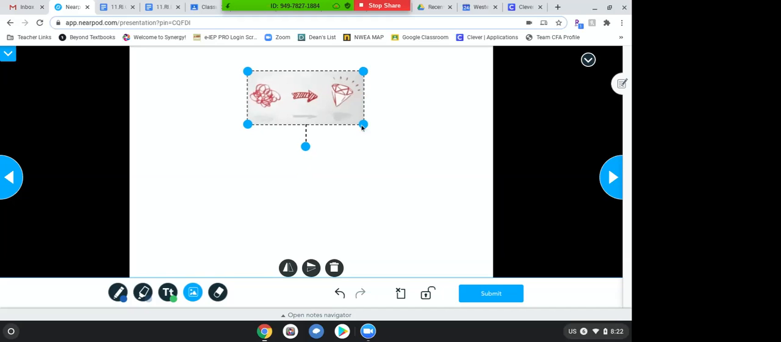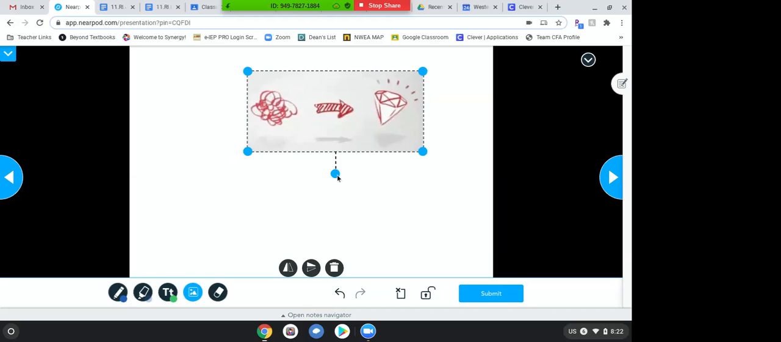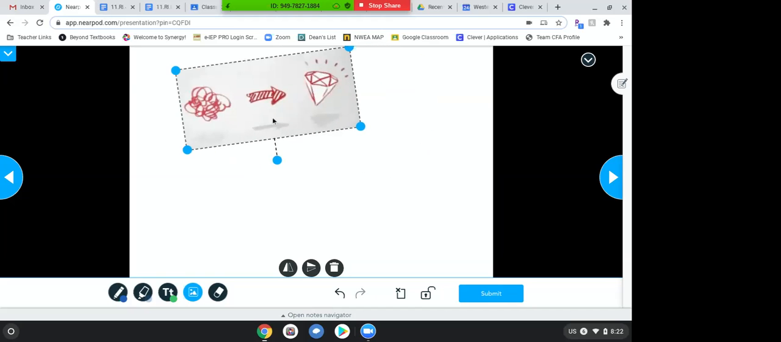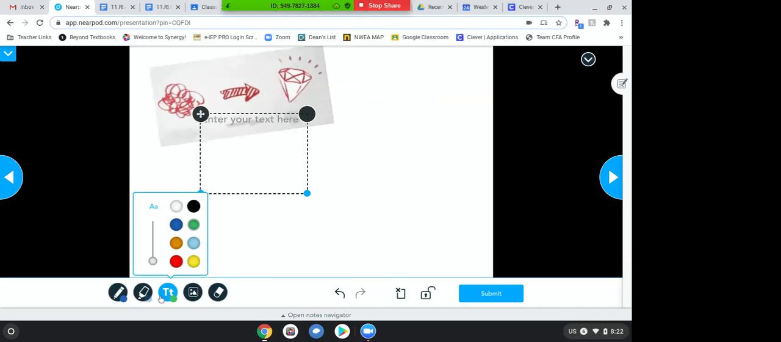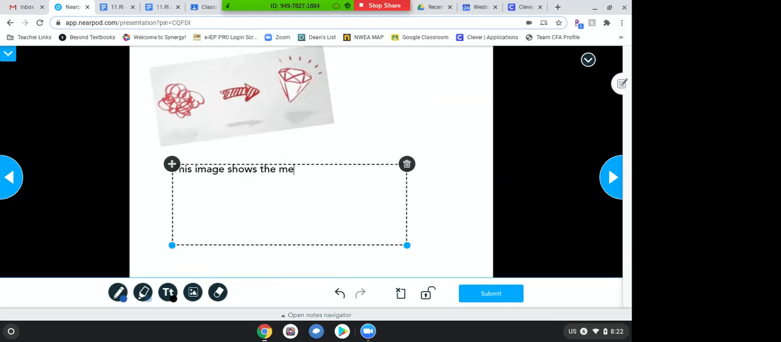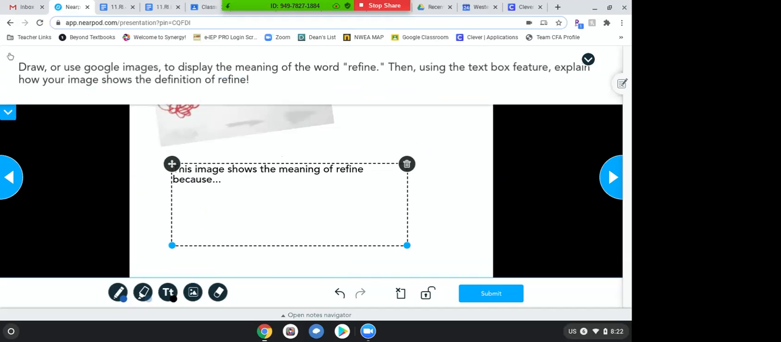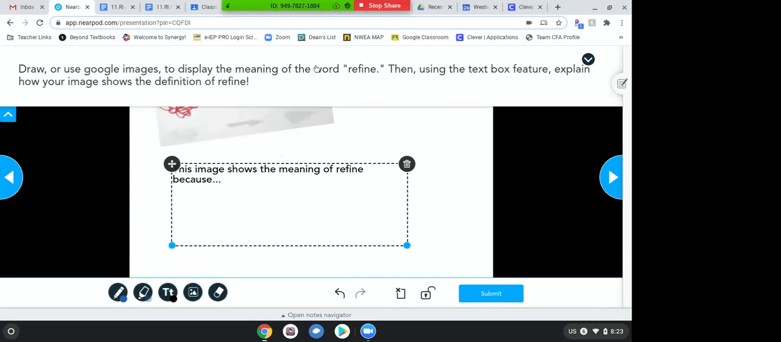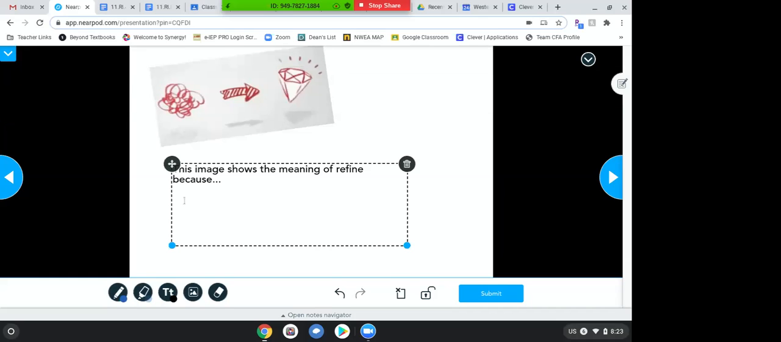Again, remember you can adjust the size and the orientation of the image. And I like this image because this image shows the meaning of refine because, and so I'll leave you with that sentence stem. Again, the question I didn't show or read the full thing is Google image an image that shows the word refine, and then use the text box to explain how your image shows the definition. I don't want to write any more because I don't want to give the answer away.